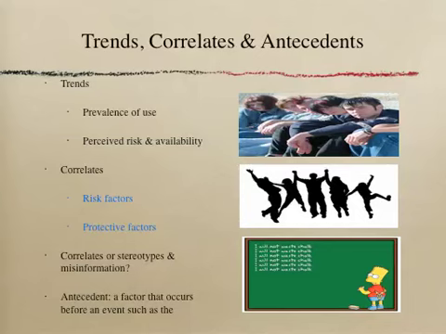Other correlates when looking at trends in drug use can be more controversial. The text mentions correlates of social class, gender, and others. However, a question arises if these are valid correlates or more connected to stereotypes and misinformation concerning substance use.